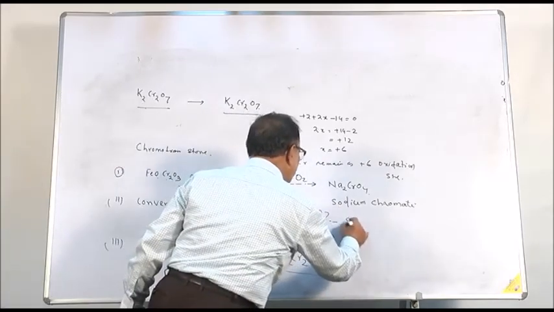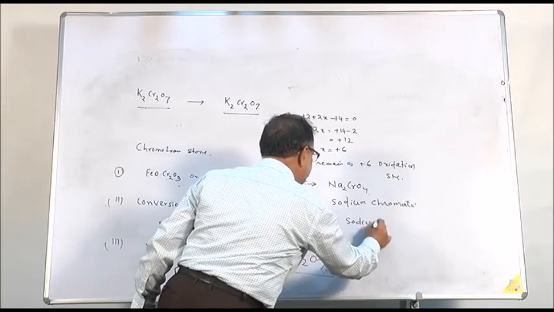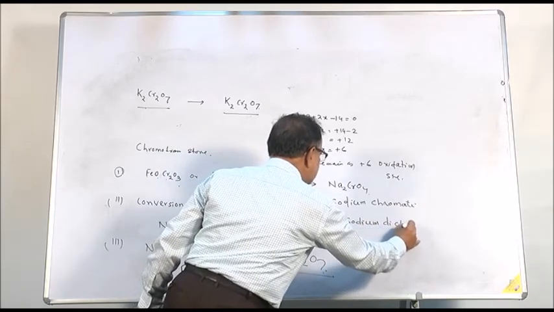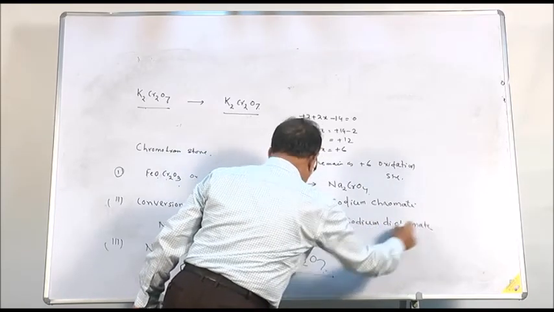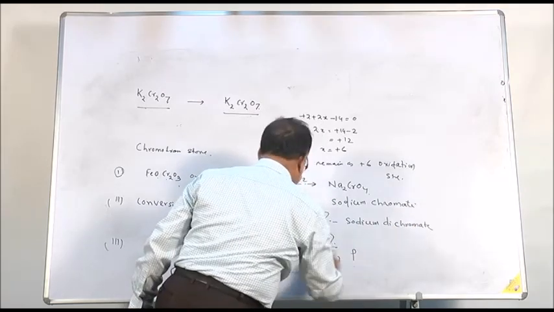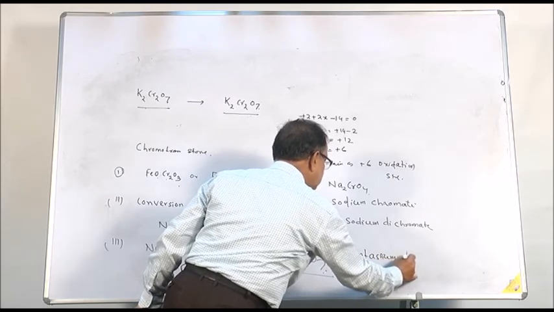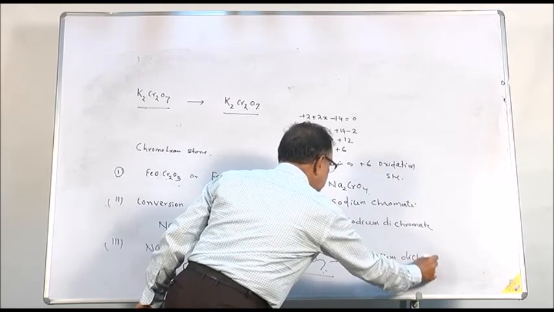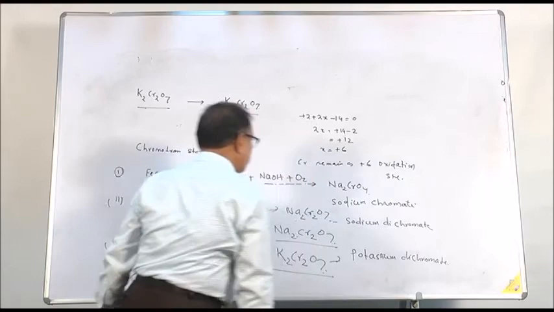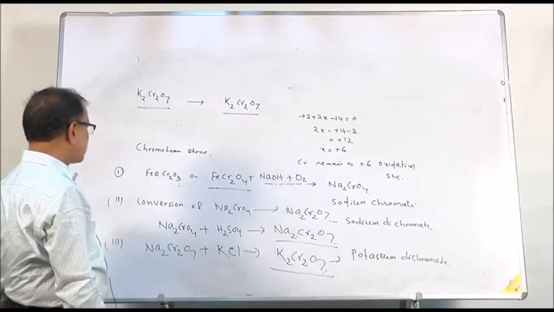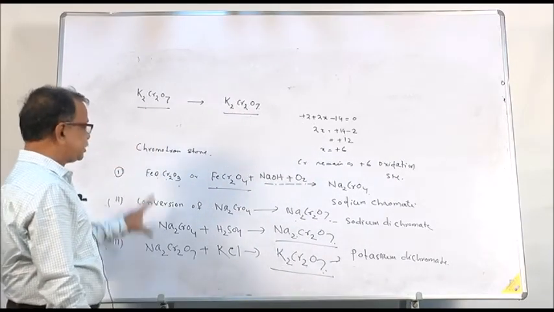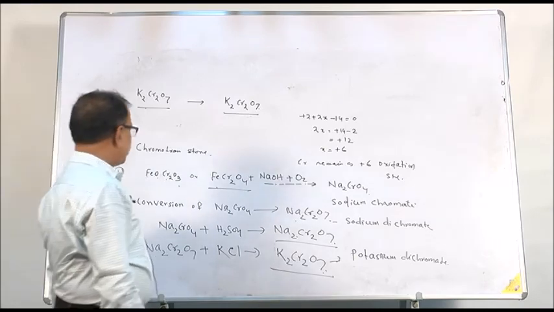It is called sodium dichromate. From sodium dichromate to potassium dichromate. Okay, this question comes for 2 marks: write the preparation of potassium dichromate from chromo iron stone. You take 3 steps. Now the structure of this dichromate.